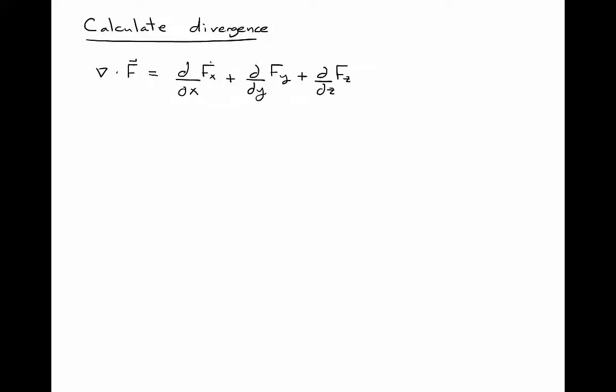So you take the x component of your vector field and you take the partial derivative with respect to x. You take the y component of your vector field, you take the y derivative. You take the z component, you take the z derivative. So what are the components?